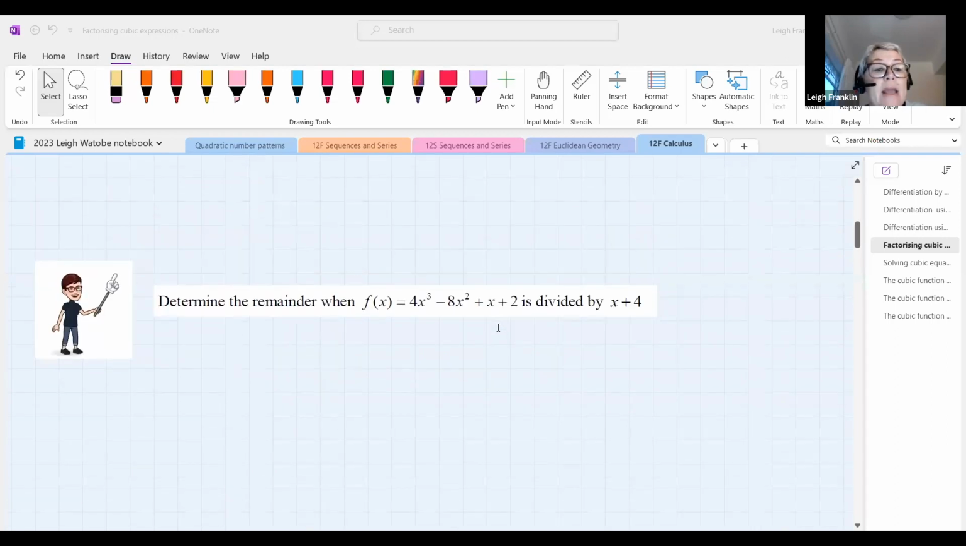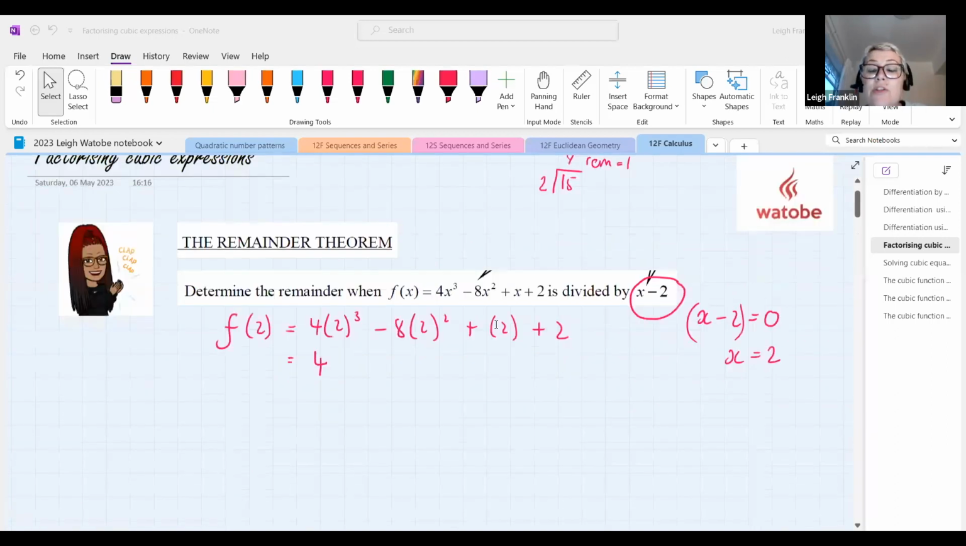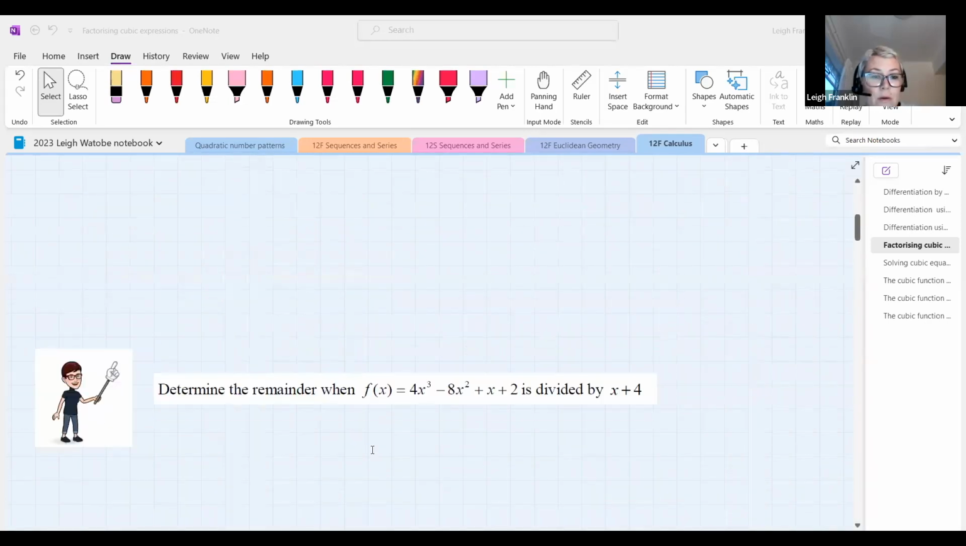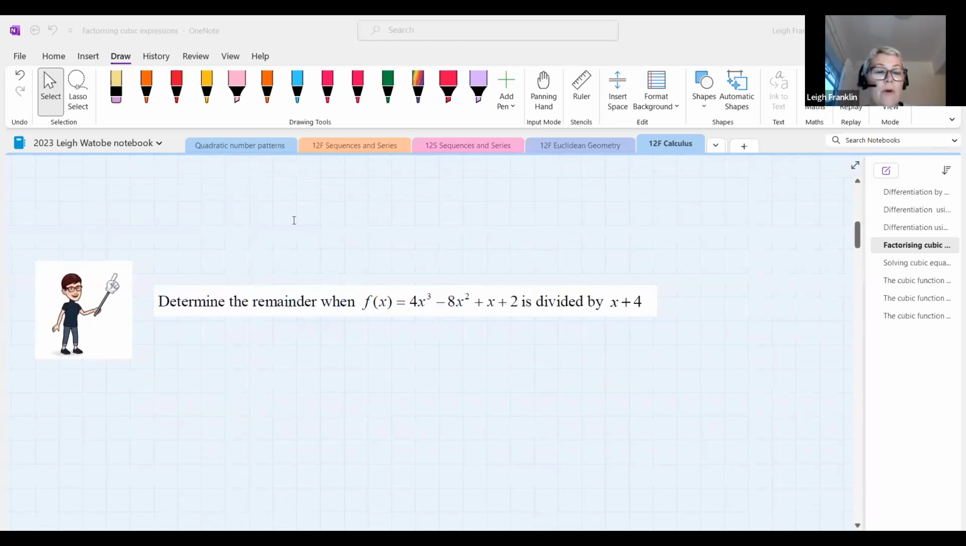Here is one. Maybe you want to take a screenshot. I'm going to move on and give you guys an opportunity to try one. So screenshots, everybody. Okay, so here we go. You guys try that one. I want you to determine the remainder when f of x equals 4x cubed minus 8x squared plus x plus 2 is divided by x plus 4. So you first need to calculate what x would be, and then you're going to sub it in.